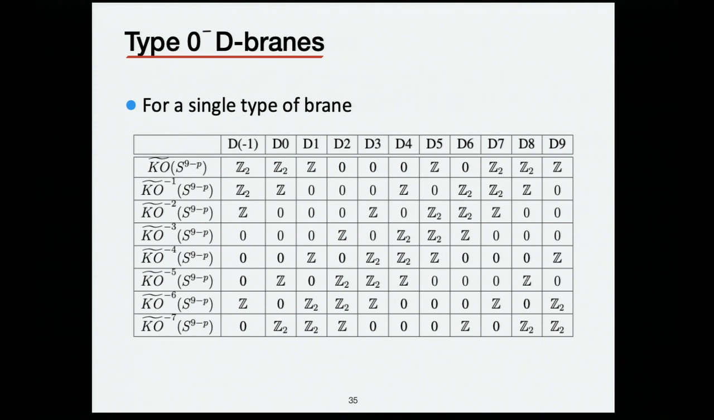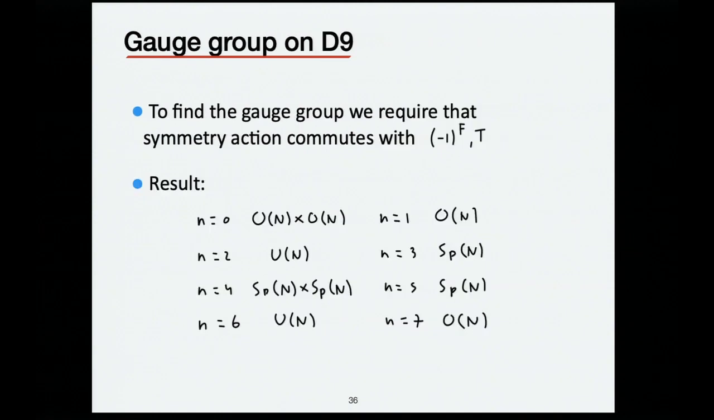So also we can find the gauge group just by thinking about some symmetry action on some Chan-Paton bundle on the boundary that commutes with both (-1)^F and P. And then you find these results for the different ADK theories.